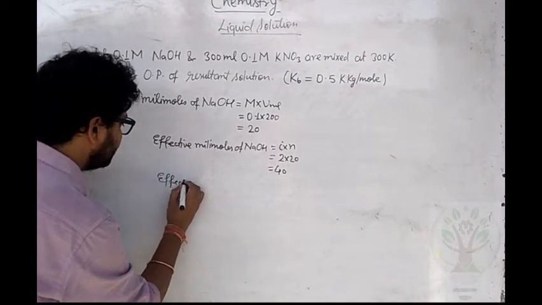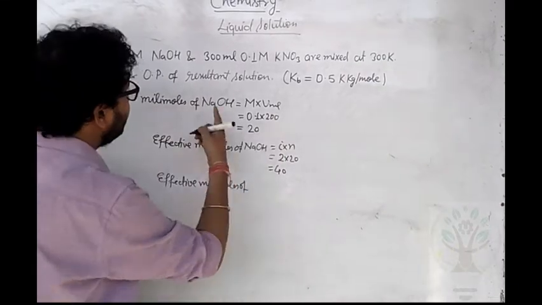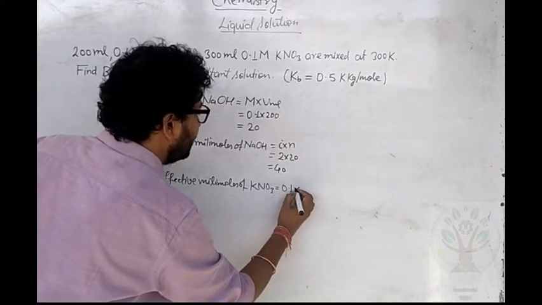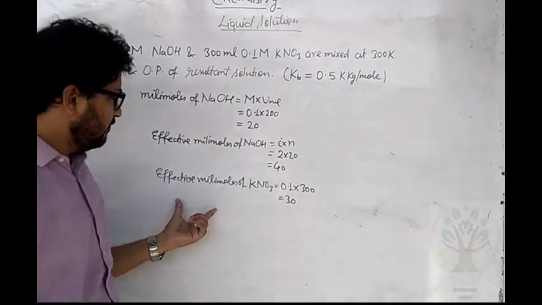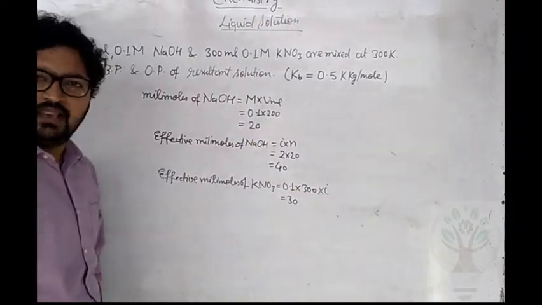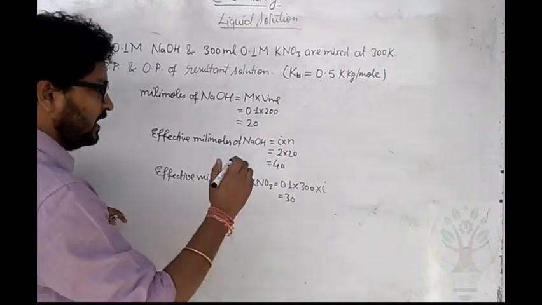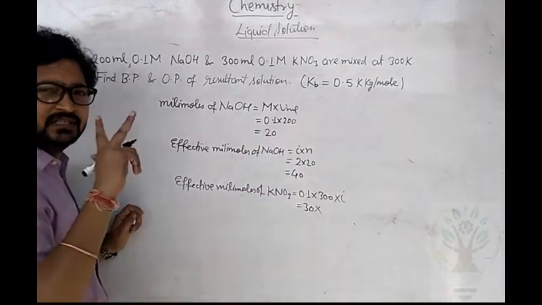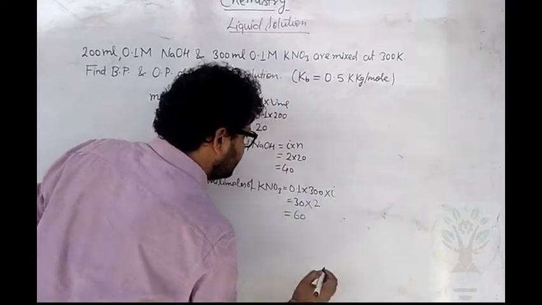Okay. Now, effective millimoles of, let's see this, KNO3. How much? It will be 0.1 into 300. That means 30. But is it the correct answer? Effective millimoles of KNO3 will be 30 only? No. I must multiply it with i as well. Isn't it? This time I skipped this step. Are you getting this thing? Good. So i into 300 into 0.1. So what is i for KNO3? KNO3 will give us 2 ions, K plus and NO3 minus. So 30 into 2, that is 60.